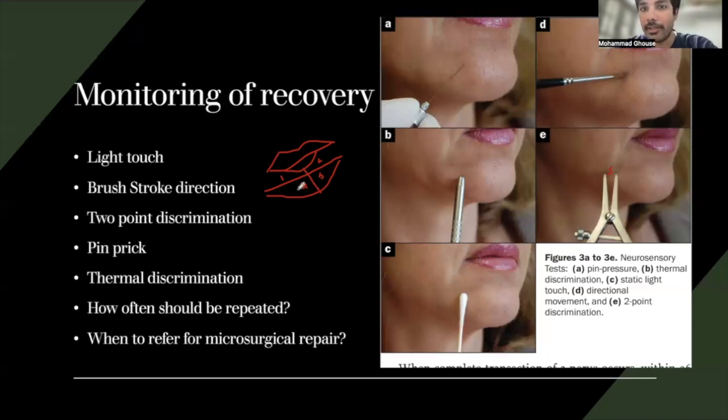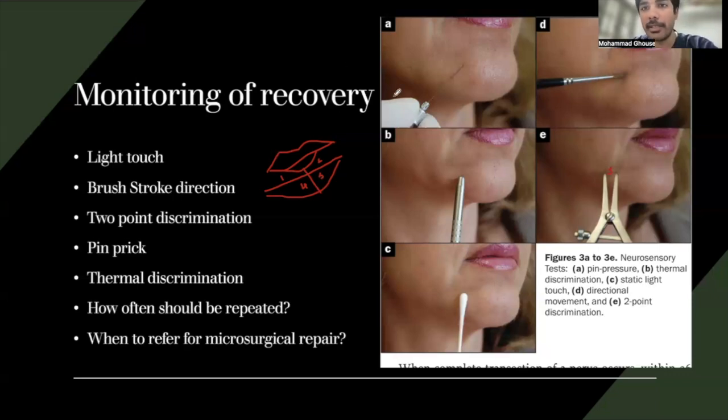Then coming to the nociceptive methods of monitoring. We can use a fine needle or a probe. We probe the affected region and the unaffected region. The thing is, in cases of injury of the inferior alveolar nerve, the patient will perceive it as pressure on the affected region, whereas on the unaffected region, he would be able to perceive it as a prick. So this has to be recorded.